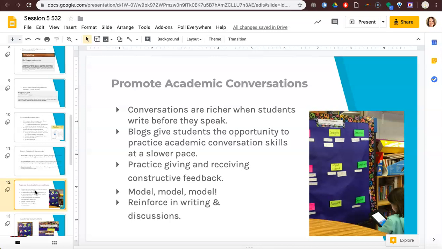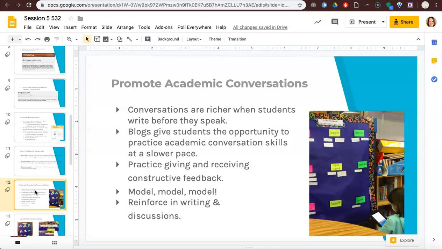They can practice giving and receiving constructive feedback, right? When you blog with students, you spend some time saying that, well, it is nice that you said cool as a comment under their blog. It doesn't really help them much, right? Tell them what's cool, why you think it's cool. Ask them a question to keep the conversation going, right? So we're practicing that back and forth and giving and receiving constructive feedback. And this is something you want to model and reinforce in writing and discussions.